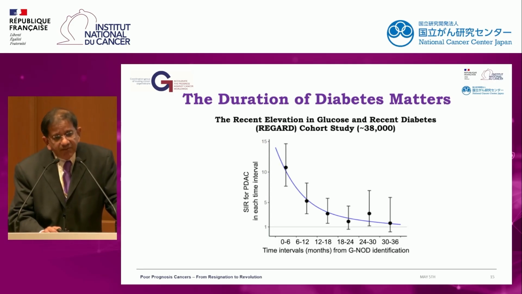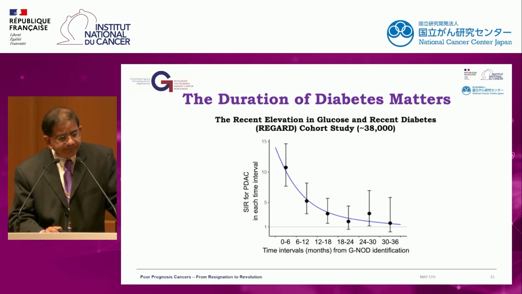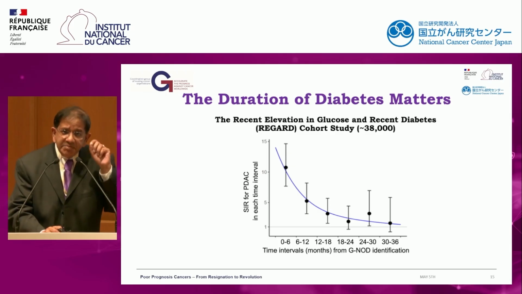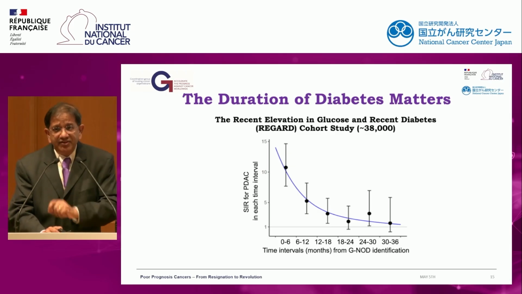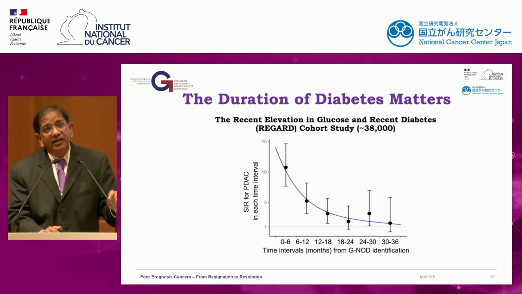So again, really want to emphasize that the duration of diabetes matters. This is from a study that we did in a large population. And the reason for this is because the diabetes is not causing the pancreas cancer. The diabetes is a symptom of an occult or asymptomatic pancreas cancer that has not yet manifested clinically. So it's a paraneoplastic diabetes.